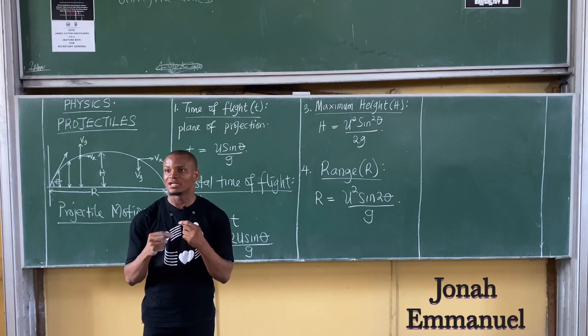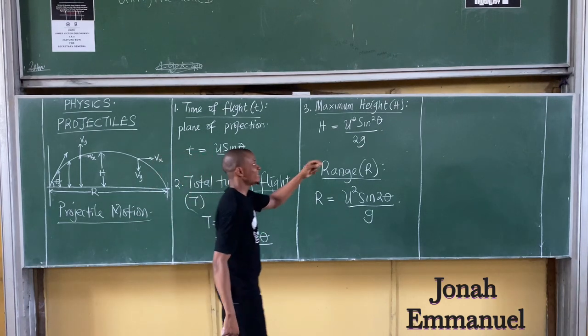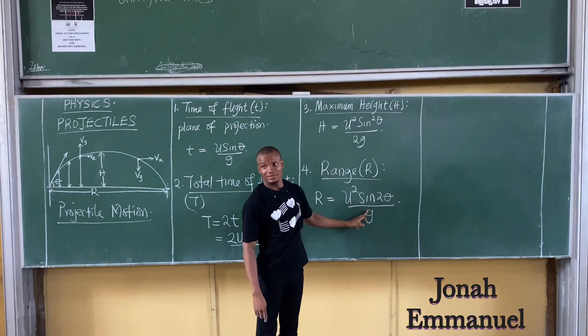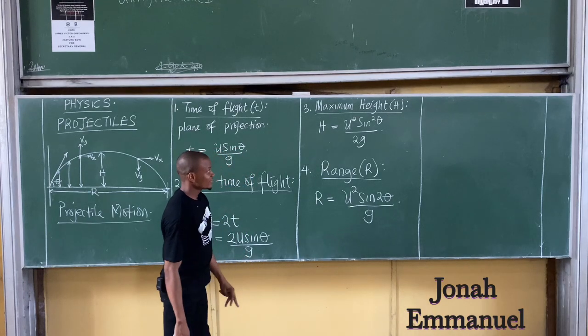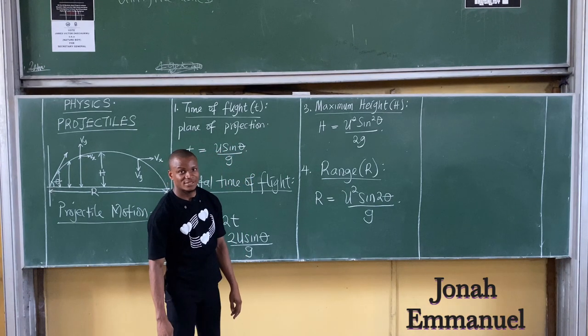When it comes to punching it in, I will show you something. Sine squared theta is not the same as sine theta. They are different. Right, that's by the way. How do you find the parameters?